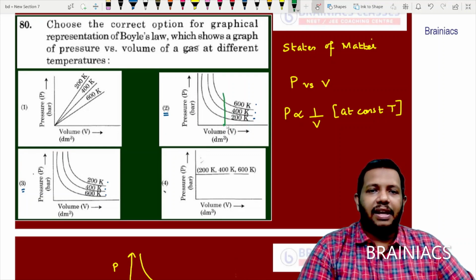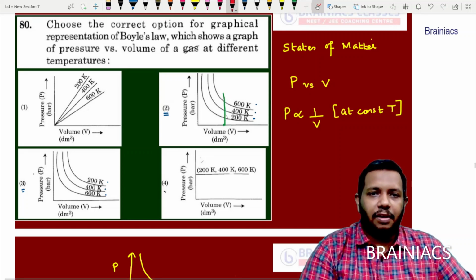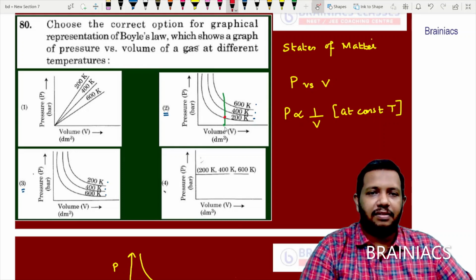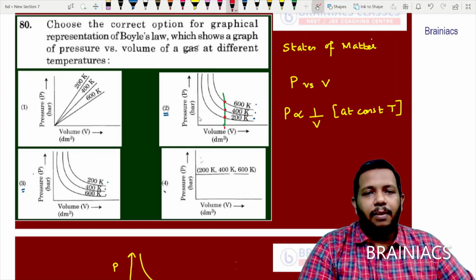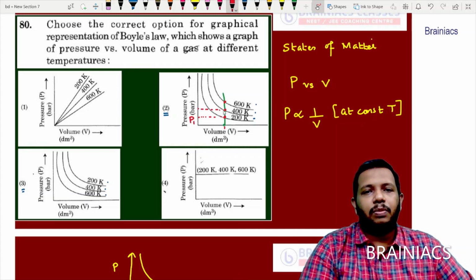At this point the volume is, let's say, 1 liter. At this point also it is 1 liter, and at this point also it is 1 liter. Now volume is fixed. But if I draw toward the pressure side, you can see P1 is coming. If I extend this one to here, P2 is coming. And if it is extended here, P3 is coming.